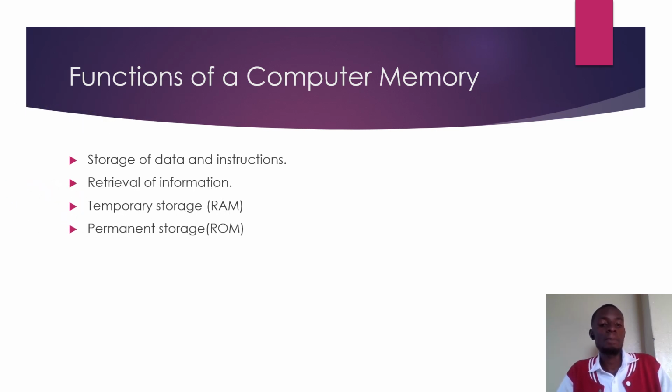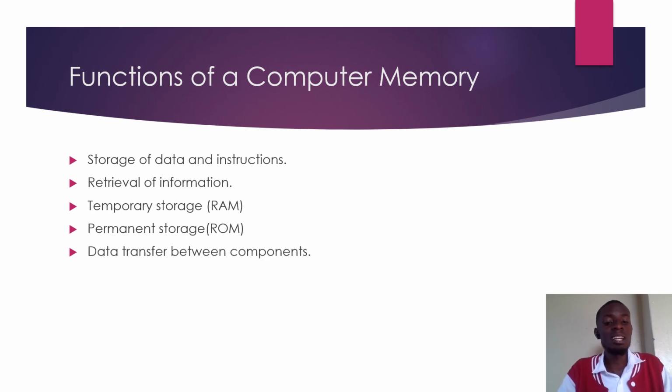And the other one is the permanent storage, and this is done by the ROM. It is a role of the ROM and the secondary storage to store information permanently, because we said on the secondary memory information is stored permanently, and also on the ROM the information is permanent. And then the other one is data transfer between the components. Yes, memory is used to transfer the information from one component to another. Yes, I think that's clear.